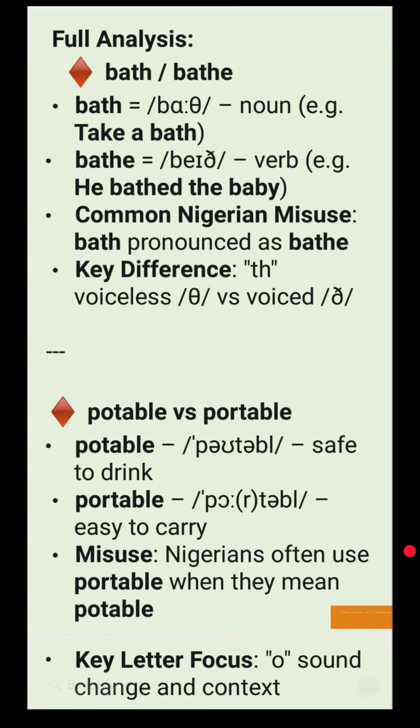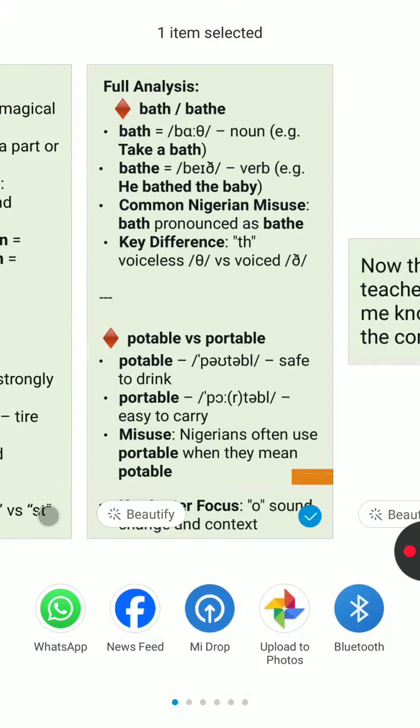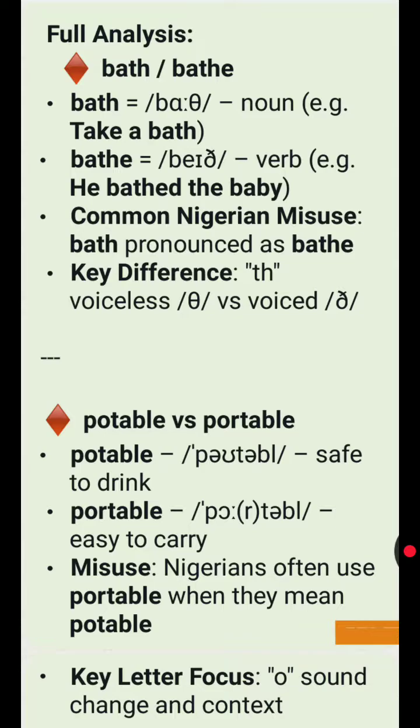The key letter focus is O, and how the O sound changes with context. You can see in the words potable and portable that potable is pronounced with a short O sound, while portable is pronounced with a long O sound. So when you mean safe to drink, call it potable, using the short O sound. When you mean easy to carry, you use the long O sound, which is portable. That should be taken note of.